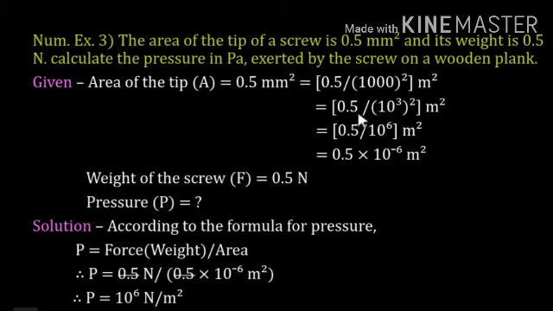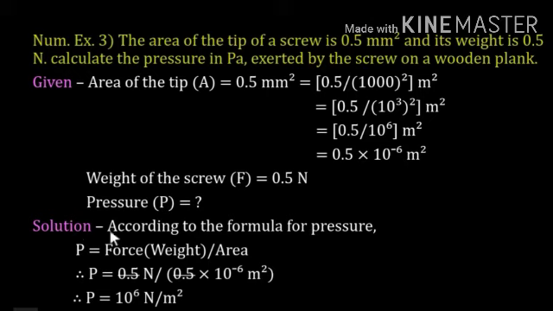Therefore, 0.5 divided by 10 raised to 3 raised to 2 meter square. Therefore, 0.5 divided by 10 raised to 6. 10 raised to 3 raised to 2 means 3 into 2, 6. Therefore, 10 raised to 6 meter square. Now taking this value in the numerator, the sign will get changed. Therefore, 0.5 into 10 raised to minus 6 meter square. Weight of the screw, that is F, is equal to 0.5 Newton. Pressure P is to be calculated.